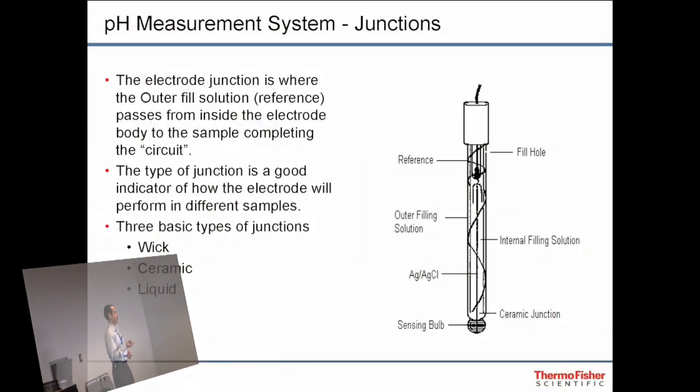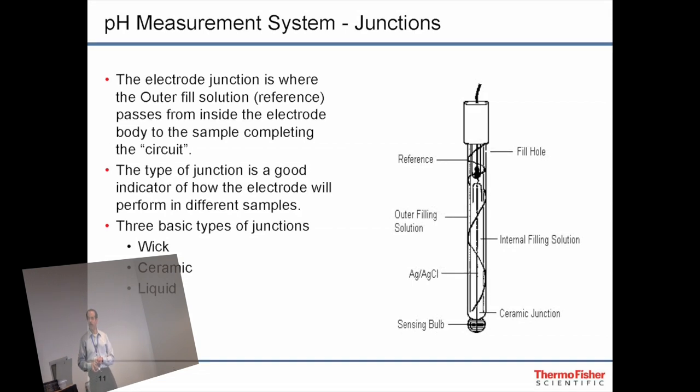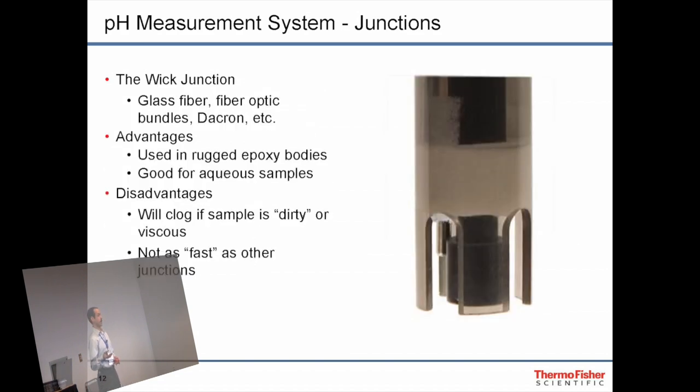On the other side, we talked about the junction of the electrode being a very important area that can clog over time. And so there are three common types of junctions that I'll talk about. The first kind is called wick. The second kind is called ceramic, and the last kind is called the liquid junction. So the first kind, the wick junction, usually you find these in plastic body electrodes, epoxy probes.